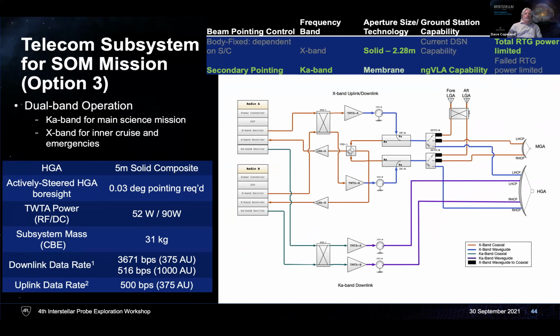Oh, I'm sorry, I did not change the number on the high gain. That is actually a 2.28 meter antenna. For mass calculations, we went ahead and assumed that this would be a solid antenna. Again, though, there are things that we could do that have flown that we can use to bring that mass down. You can see that our downlink data rates here are commensurate, basically, with what we were getting with the X band system. In fact, a little bit higher. Next slide, please.